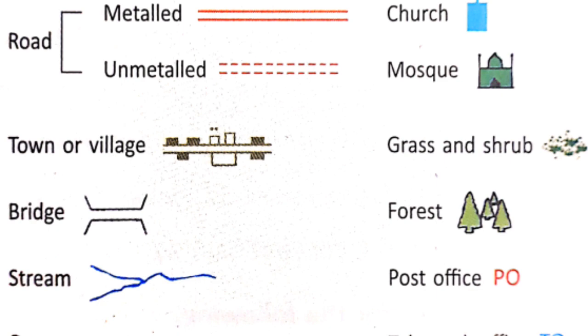Boundaries, you can see the international, state, and district boundaries are given. Roads are given, metalled double lined, and unmetalled double lined, but they are not regular. Town, bridge, stream, dam, wells, and tanks. Railway, fort, temple, church, mosque, grass, shrubs, forest, post office, PO is written, telegraph office, TO is written, police station, PS is written over there. So these are the conventional symbols used in a map.